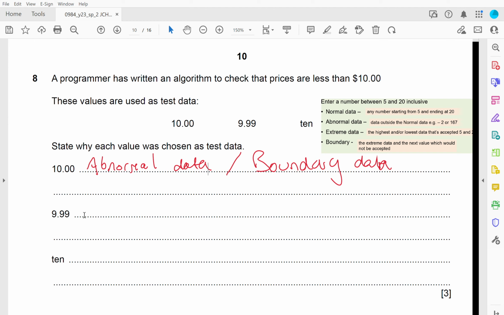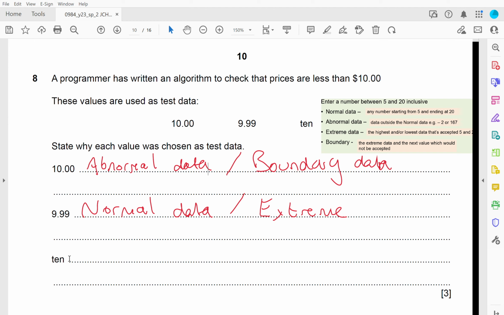So $9.99. First of all, we can say that it's normal data because it should work. So $9.99 should work, so it's definitely normal data. But it's also extreme data because it's the highest value that should be accepted.